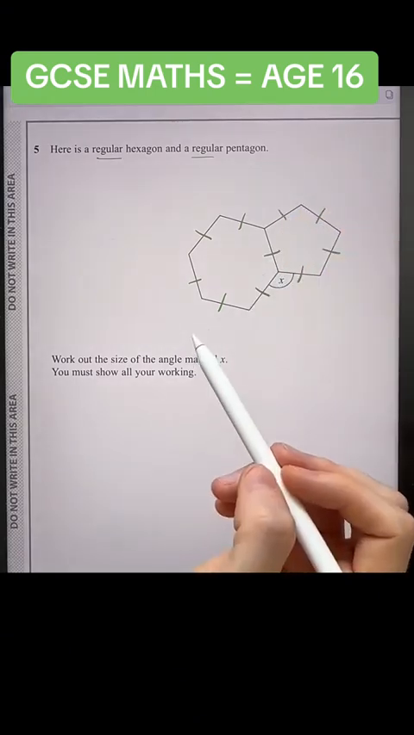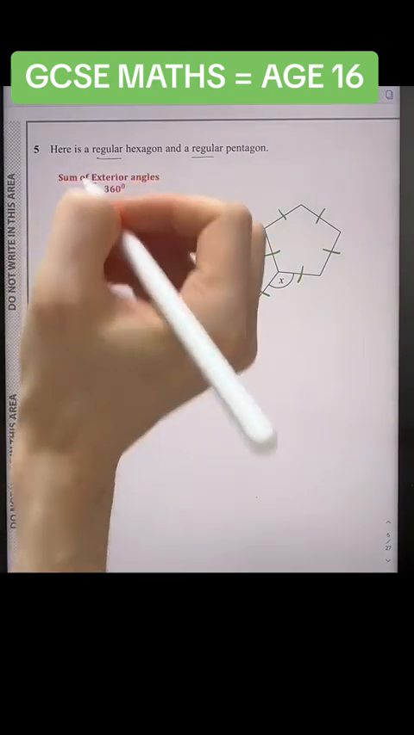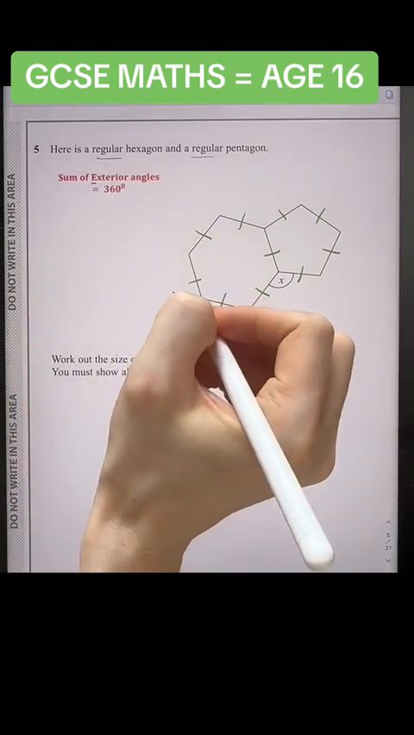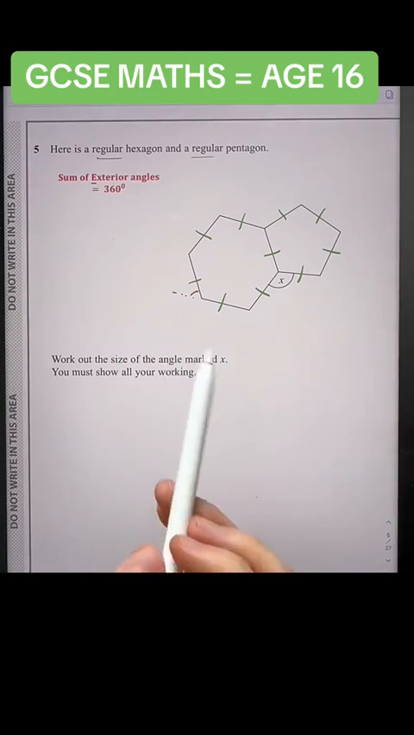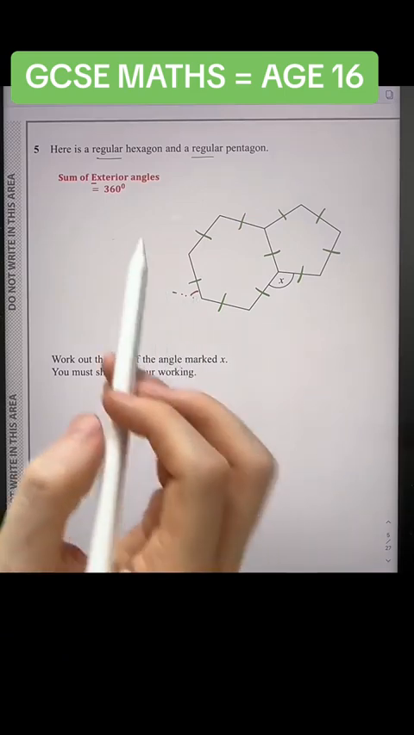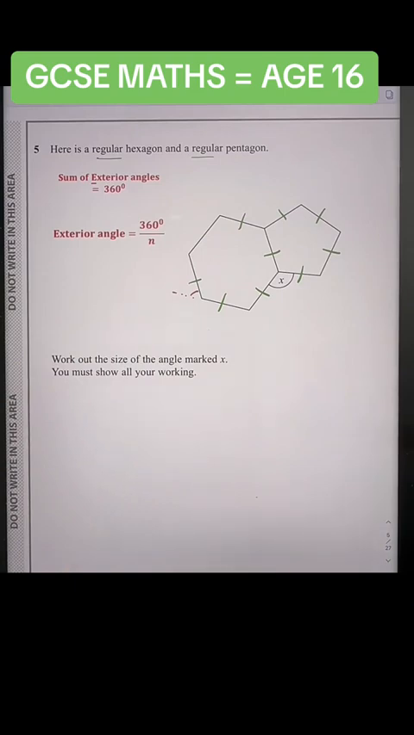Taking each polygon separately, I show that the sum of the exterior angles, where exterior has the letter E for exit, the angle on the outside, the sum of the exterior angles of any polygon always sums to 360. As it's regular, I know all the exterior angles are the same. Hence, to work out one exterior angle, it's simply going to be 360 degrees divided by n, where n is the number of sides.